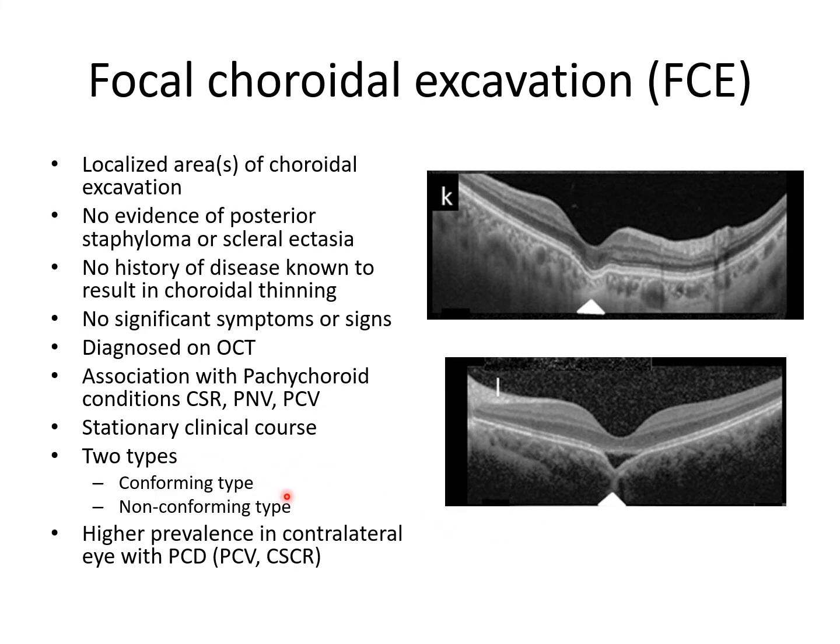There are two types, conforming type and non-conforming type. This is a conforming type where the retinal tissue is conforming to the pit or the depression, and non-conforming type where the retinal pigment epithelium and the neurosensory retina are separated and there is a presence of some amount of SRF.